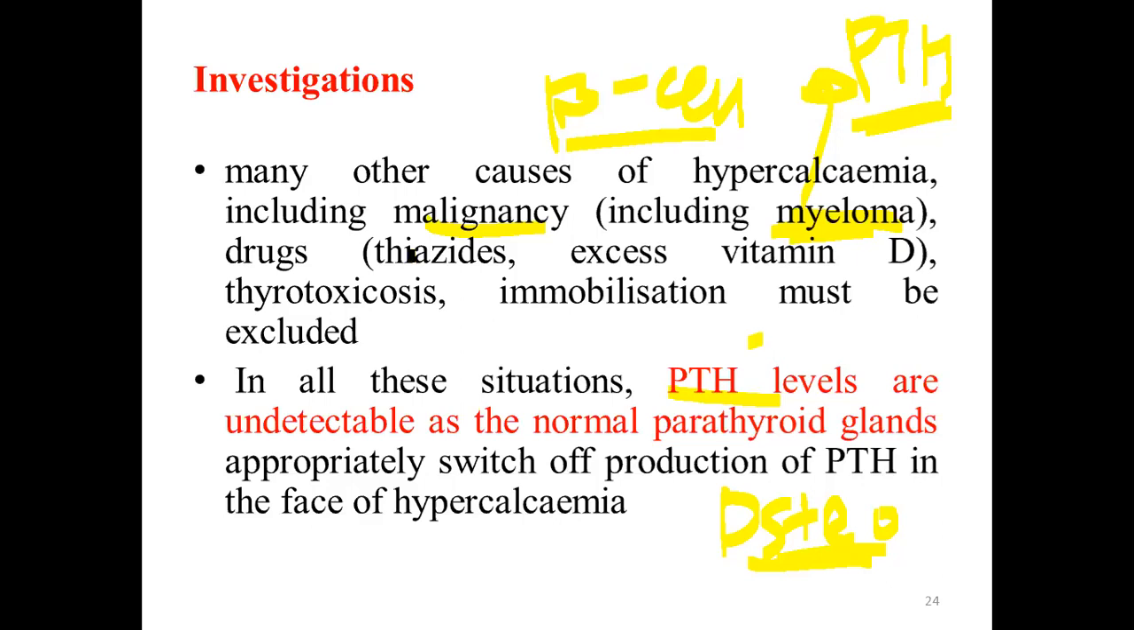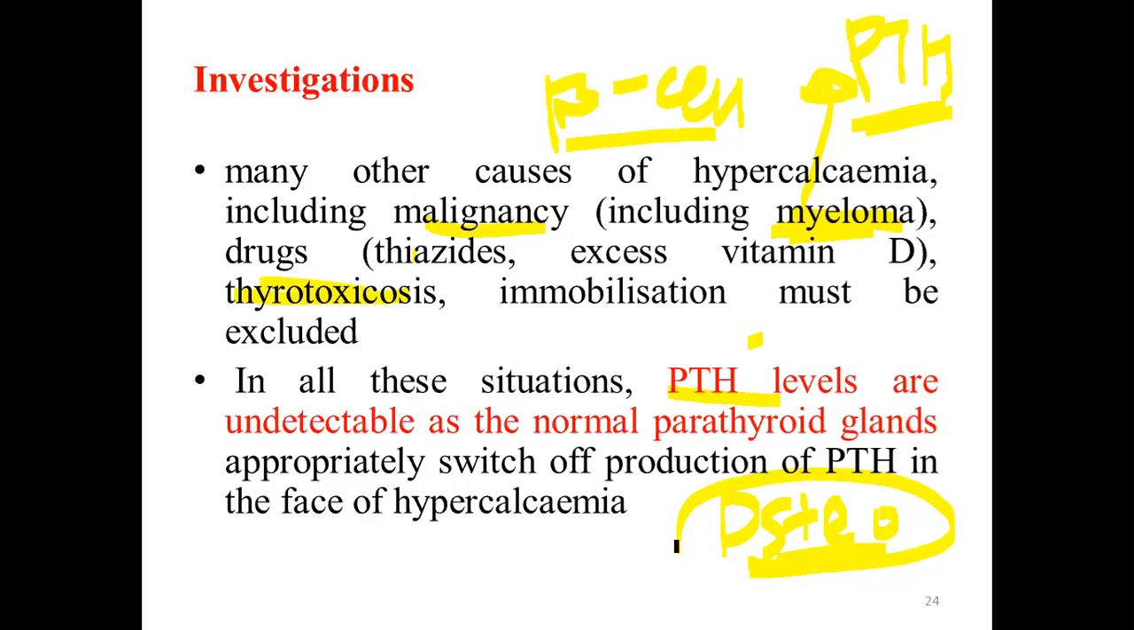For example, drugs like thiazide diuretics. If you remember, thiazide prevents the excretion of calcium and causes hypercalcemia. Then excessive vitamin D replacement can cause hypercalcemia. Thyrotoxicosis: remember, thyrotoxicosis promotes osteoclasts, so the patient will end up having a high calcium level. Immobilization also promotes osteoclastic activity. So those parameters should be excluded when you are investigating the causes, because there are several causes.